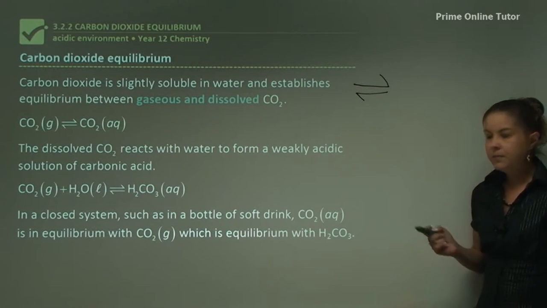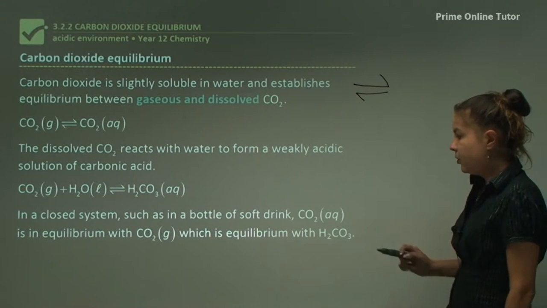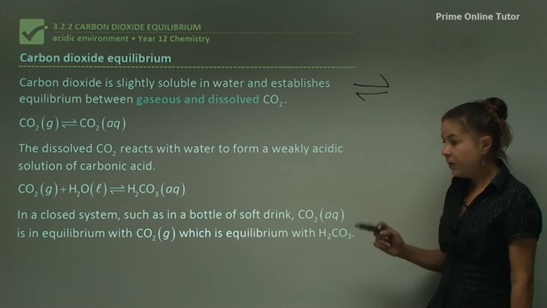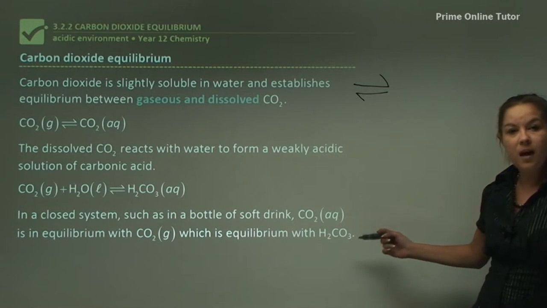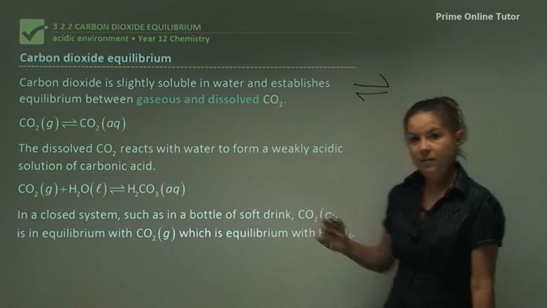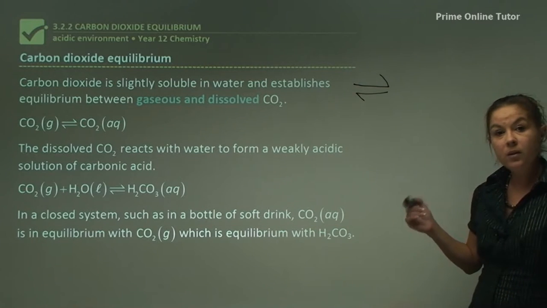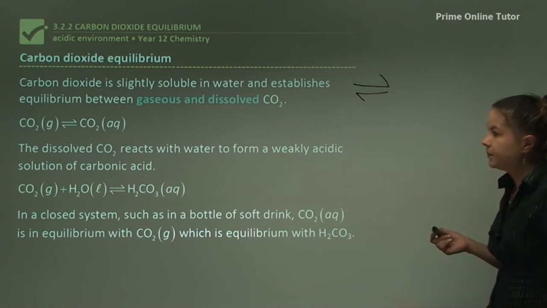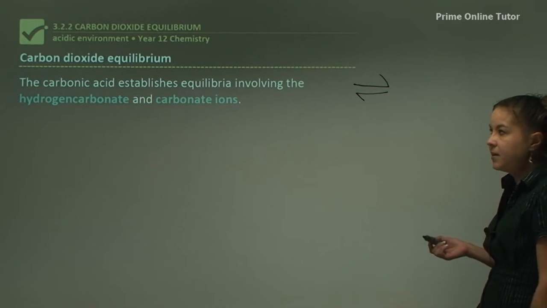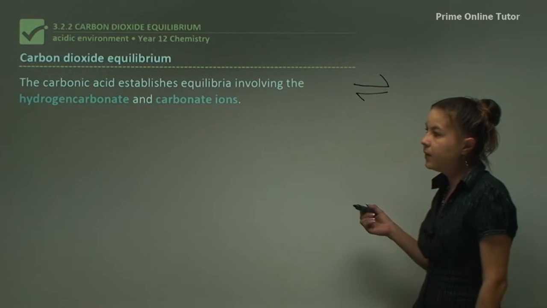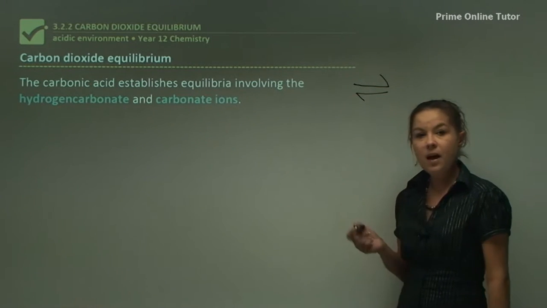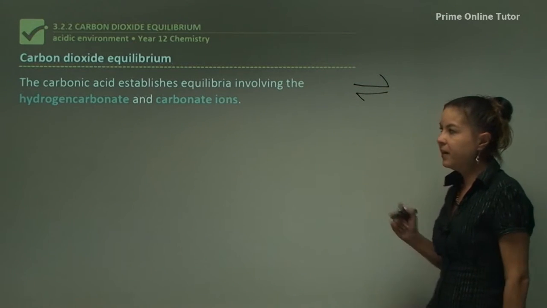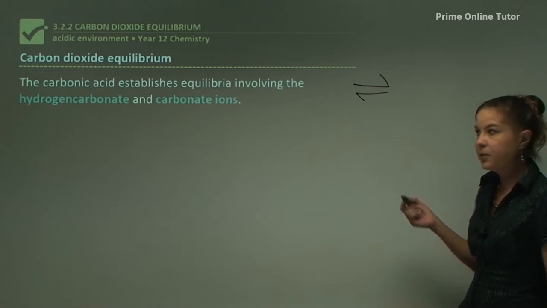So in a closed system, such as in a bottle of soft drink, CO2 aqueous is in equilibrium with CO2 gas, which in turn is also in equilibrium with hydrogen carbonate or carbonic acid. So there's a few different equilibria going on in the one vessel, such as a soft drink. So the carbonic acid establishes equilibria involving the hydrogen carbonate and carbonate ions. So here we have another equilibria altogether, and they're all going on at the same time.